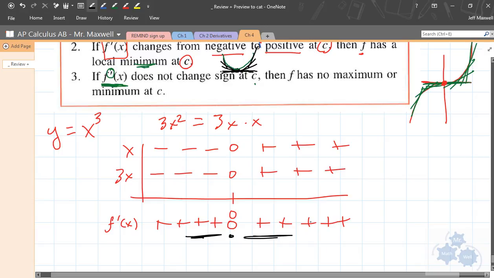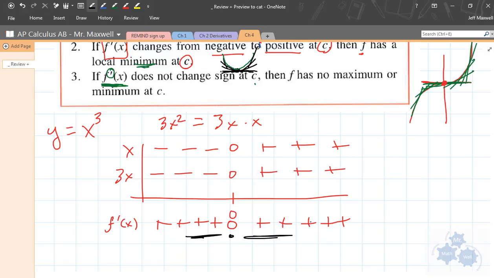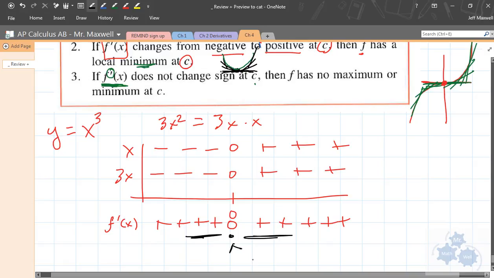If it doesn't change sign, if it goes either way, negative, 0, negative, or positive, 0, positive, then there is no relative maximum or minimum there. So no relative or local max or min. Okay, does that make sense? It's a good point. I'm glad you brought that up. But that's what point 3 means.